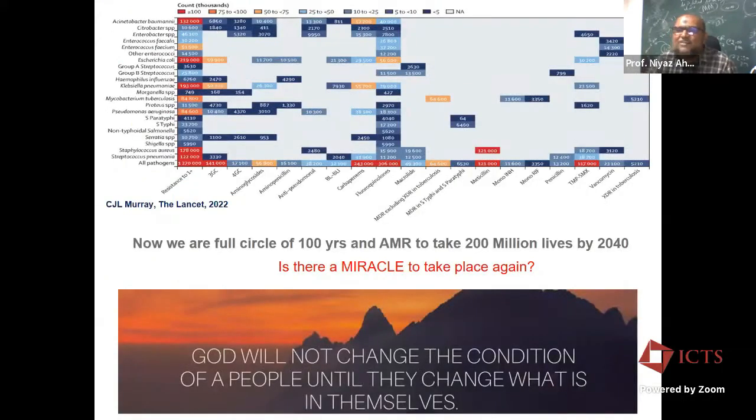But now you see the data today on your screen. It was published in the Lancet and the data are horrendous. For every class of antibiotics and every given microorganism, if you map it with every given community and see the incidence data, we see that we are now losing the positive effect we got from penicillin and other antibiotics, and we are back to square one. So now we are full circle of 100 years, and antimicrobial resistance is going to take 200 million lives back by 2040. So is there again a miracle that is going to take place? So I quote: God will not change the condition of a people until they change what is in themselves.